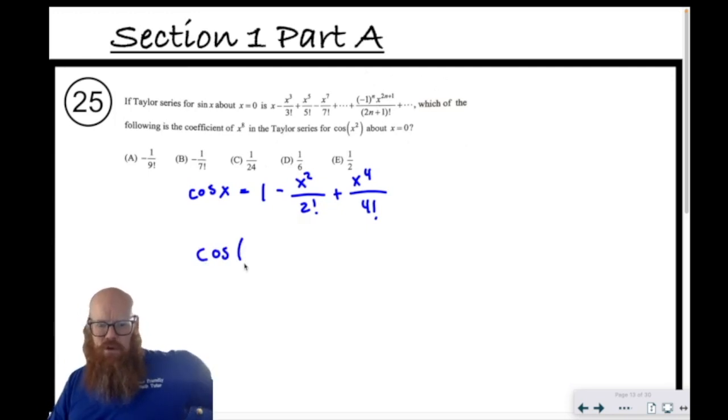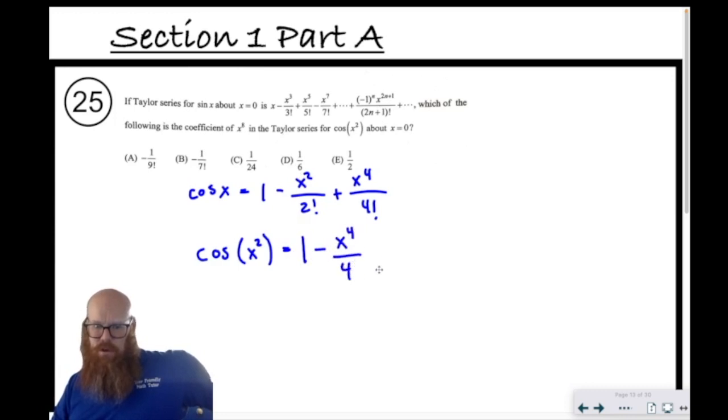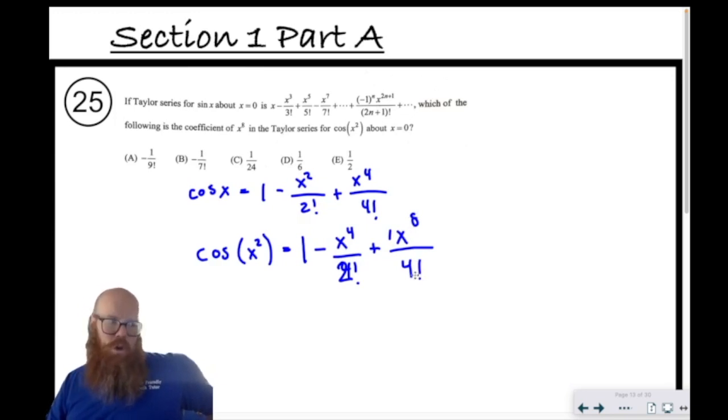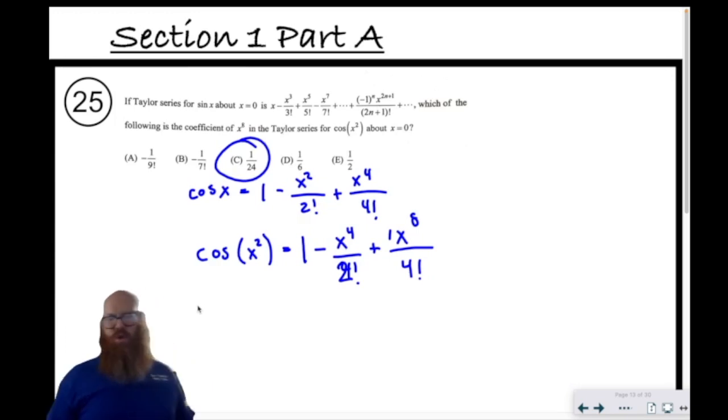So now we have the cosine of x squared. And I'm just replacing each x with x squared. So that's 1 minus x to the 4th over 2 factorial. I don't know why I said 4 factorial. That's 2 factorial. I was looking at this one. Then we have our x to the 8th over 4 factorial, which means that the coefficient of x to the 8th is 1 over 4 factorial, which is 1 over 24. And that is answer choice C.